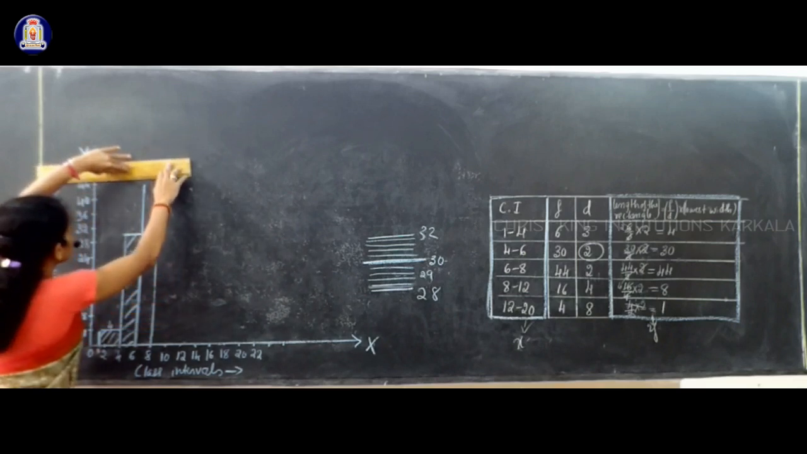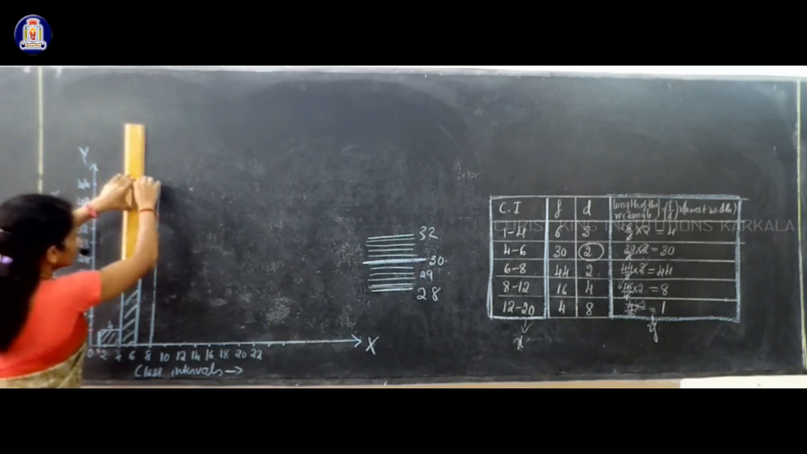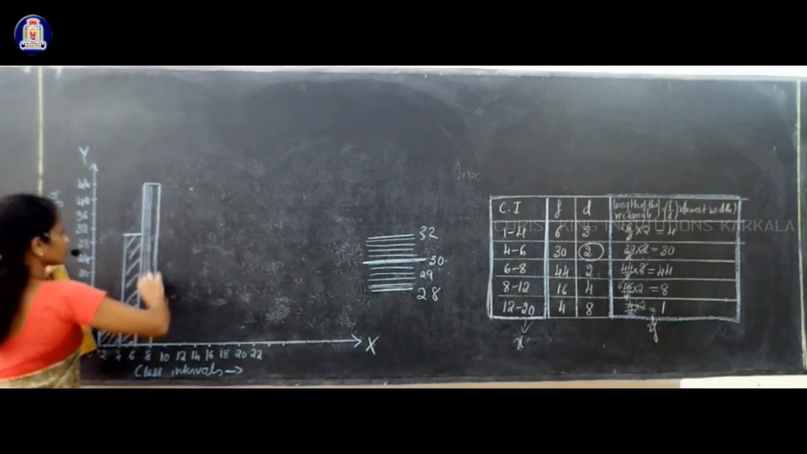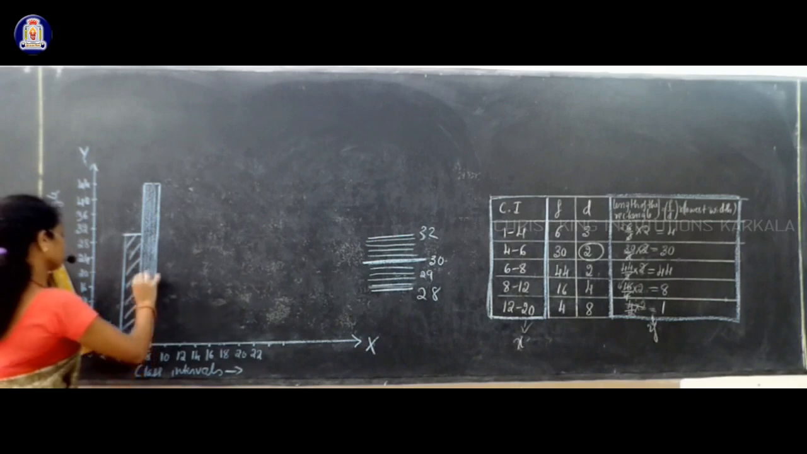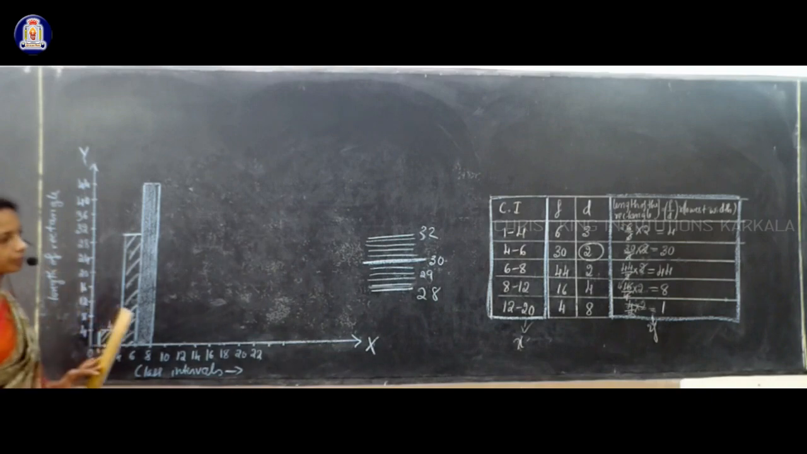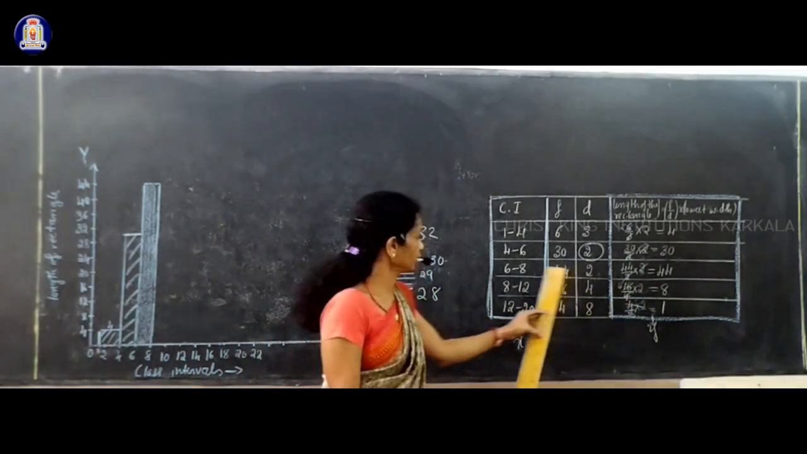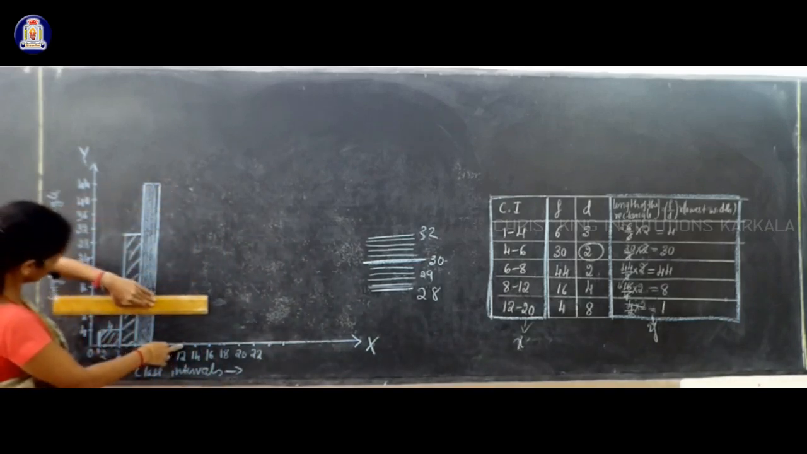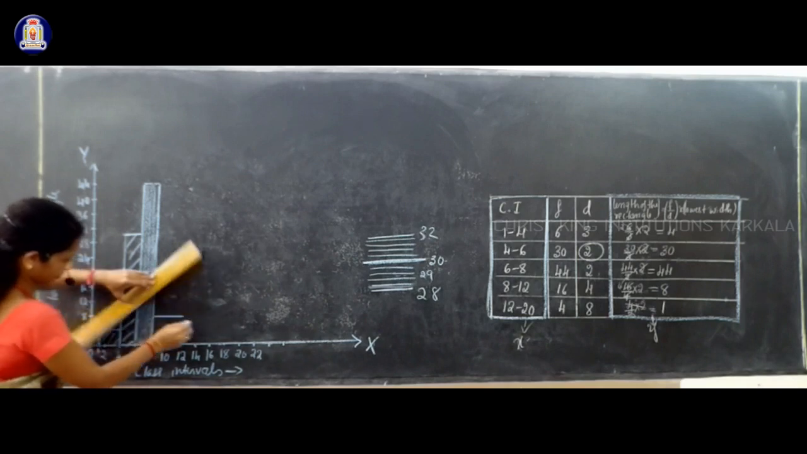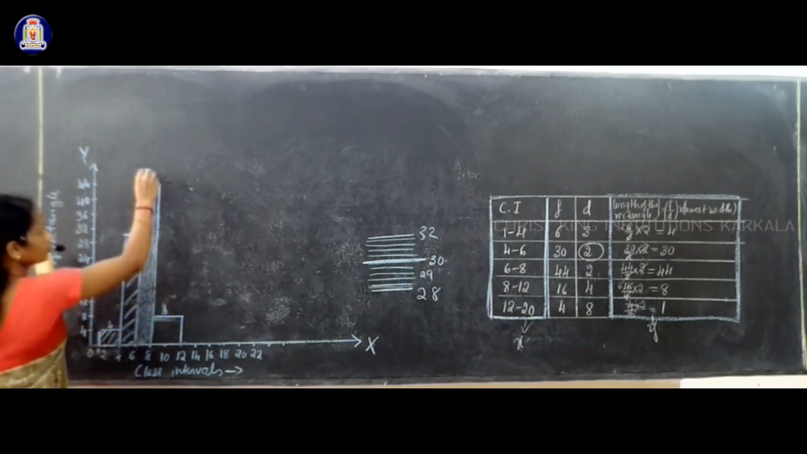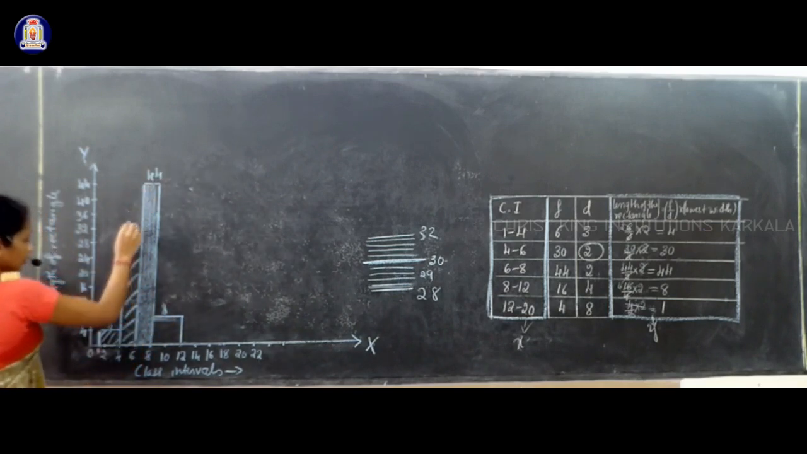So this is the rectangular bar of height 44. Next, a rectangular bar of height 8, from 8 to 12. 8 to 12, rectangular bar of height 8. 8 is here. This is 8, this is 44, this is 30, and here 4.